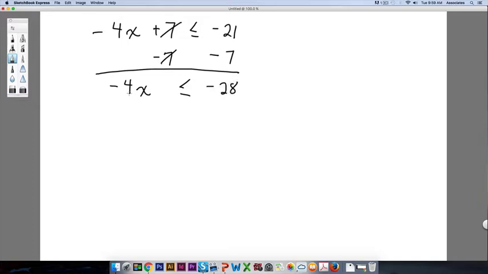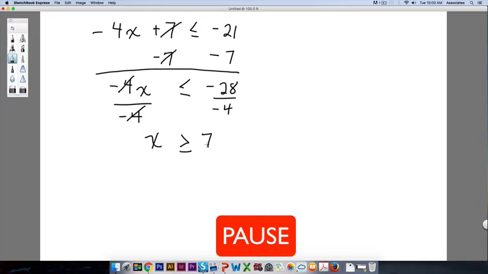Now, to get rid of the negative 4, the inverse of multiplying by negative 4 is dividing. This is where the inequality is going to flip over because I divided by a negative. These cancel and I get x. A negative divided by a negative is a positive. 28 divided by 4 is 7. So you need to show me the steps to get all credit. All right, so pause the video if you need to and I'll meet you back here soon.